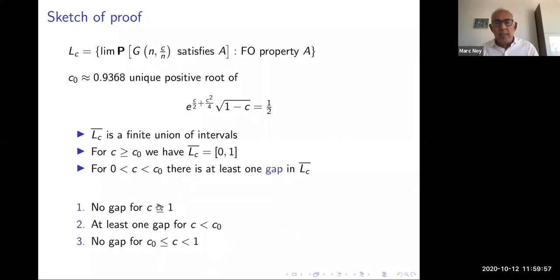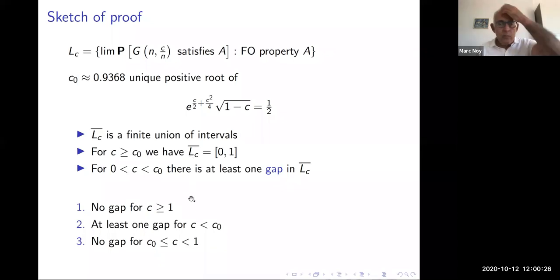When c is above 1, there is no gap. The closure is everything. When you are below c0, there is at least one gap. You miss at least one sub-interval. And then the last part, which maybe needs a bit more work, is that, again, between c0 and 1, there is no gap. And if you put this together, you get these 2 statements.